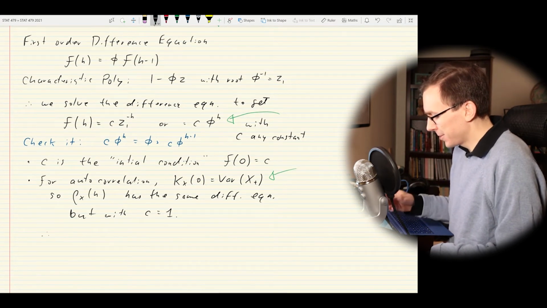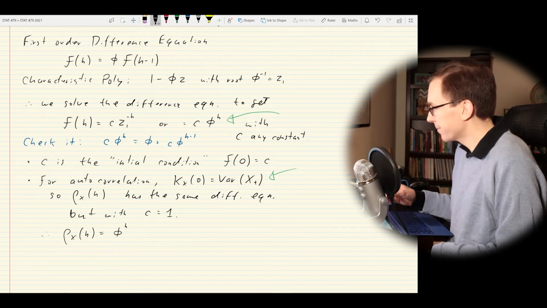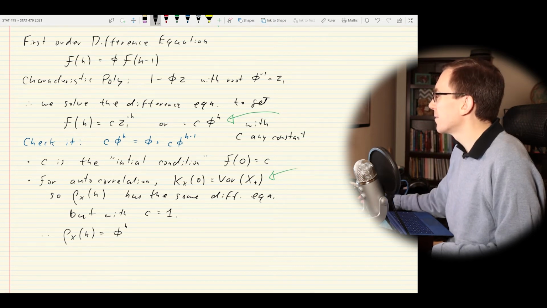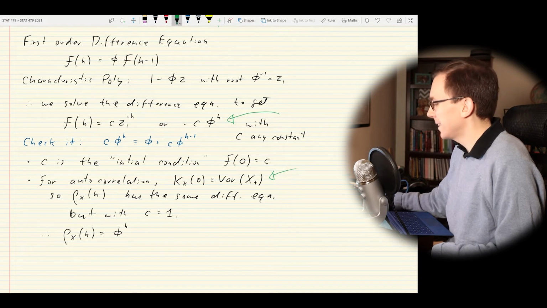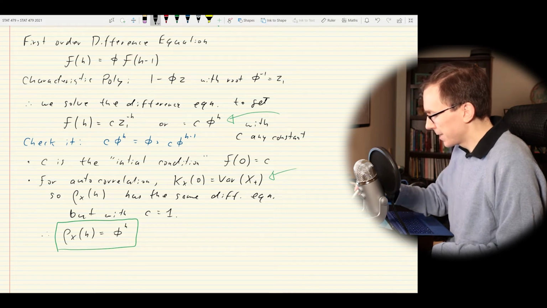Therefore, the grand conclusion is that rho x of H is simply just going to be phi to the H. Yes, I had minus H in there, which I think is a typo. I'm going to have to correct that. It should just be to the positive H, because phi is less than 1.